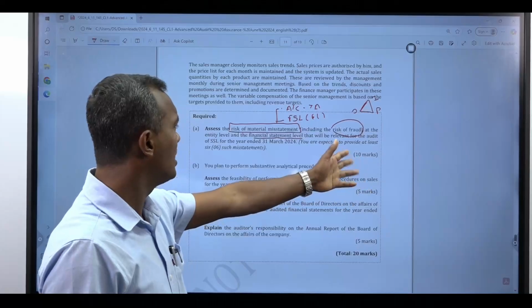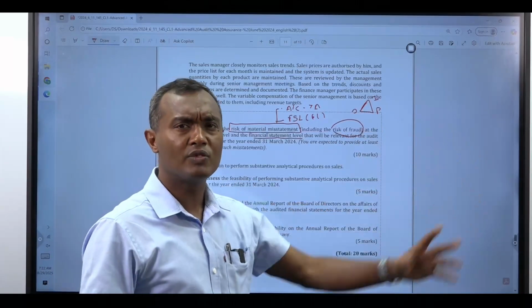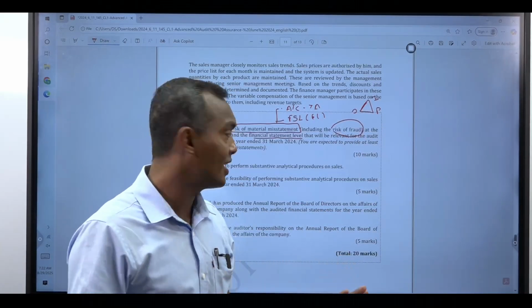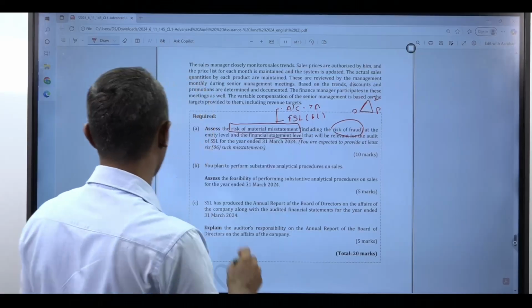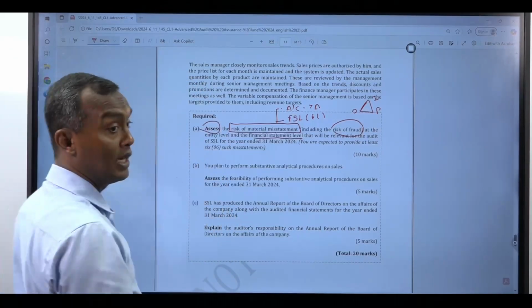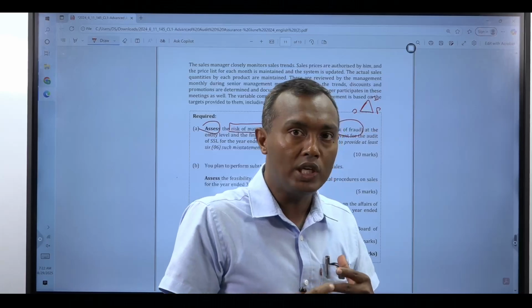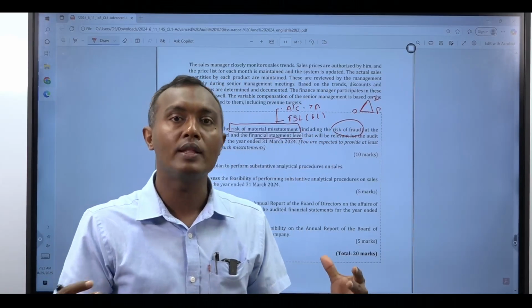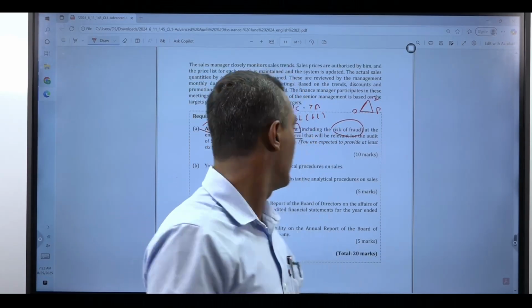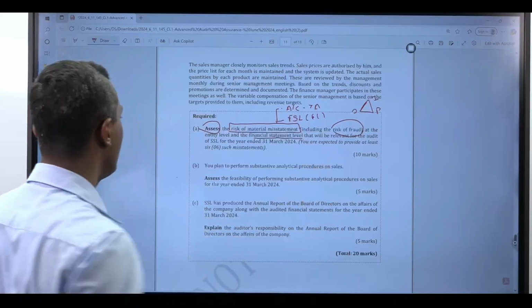We normally have to write, in the exam, for 10 marks on risk, if you write 5 points it's more than enough. We simply have to see the action verb, assess. If it said list, a simple bullet would do. Assess means you need to say why that item is a risk. So 10 marks we can easily get.